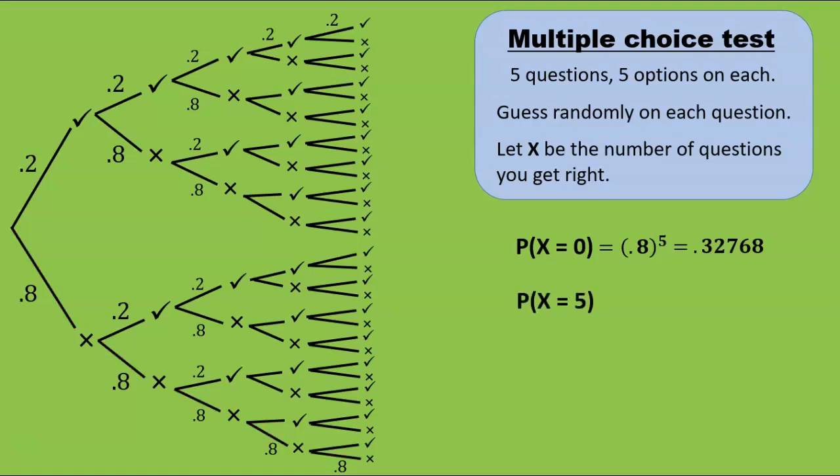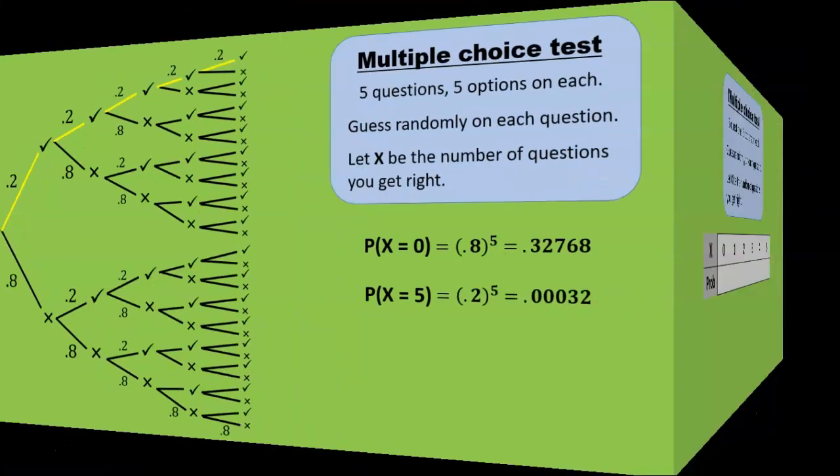It's just as easy to find the probability that x is 5. The one path leading to a perfect score on the test is to go up all 5 times in the tree. Each time we go up, we pick up a factor of 0.2, so the probability we seek is 0.2 to the 5th, which is 0.00032. Very unlikely.